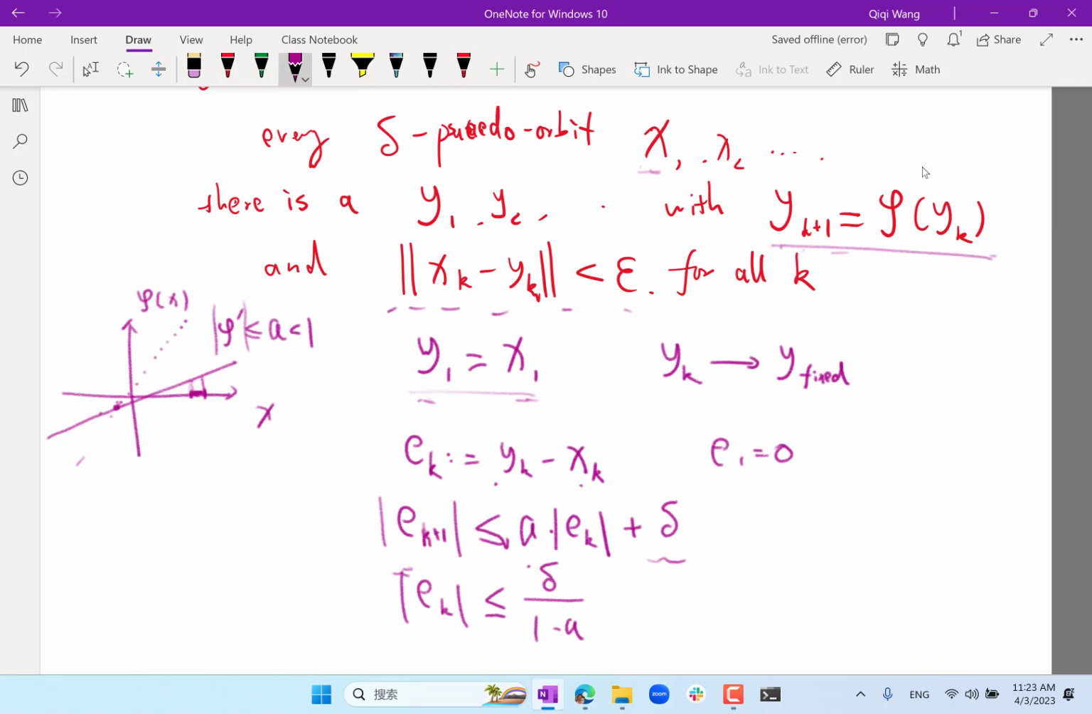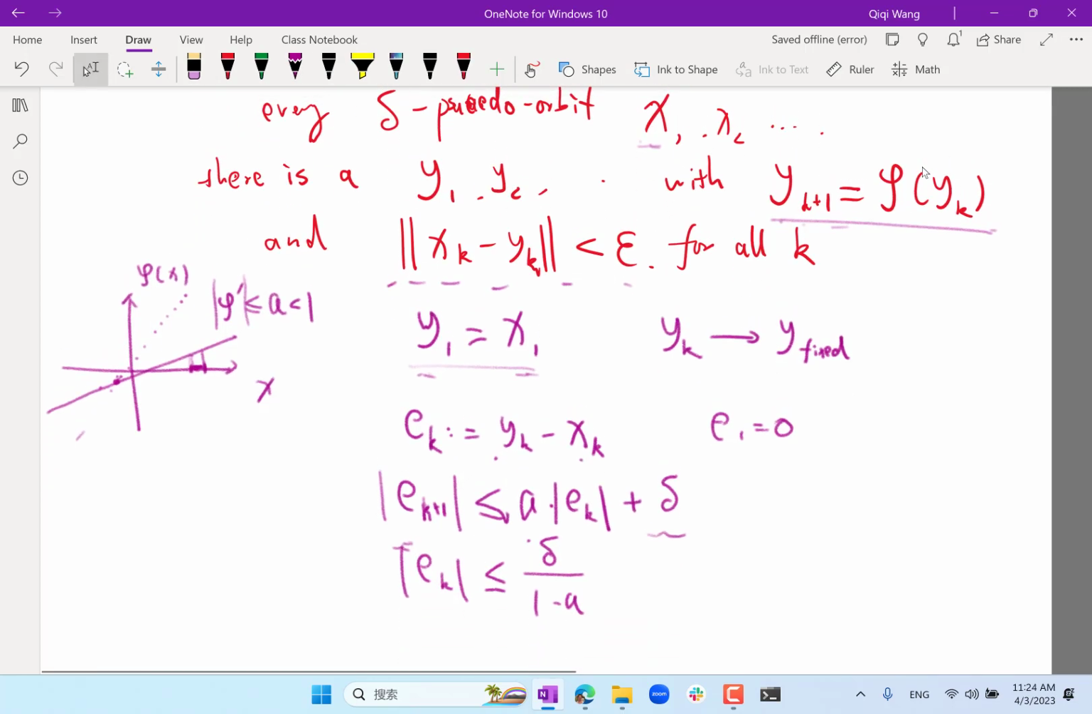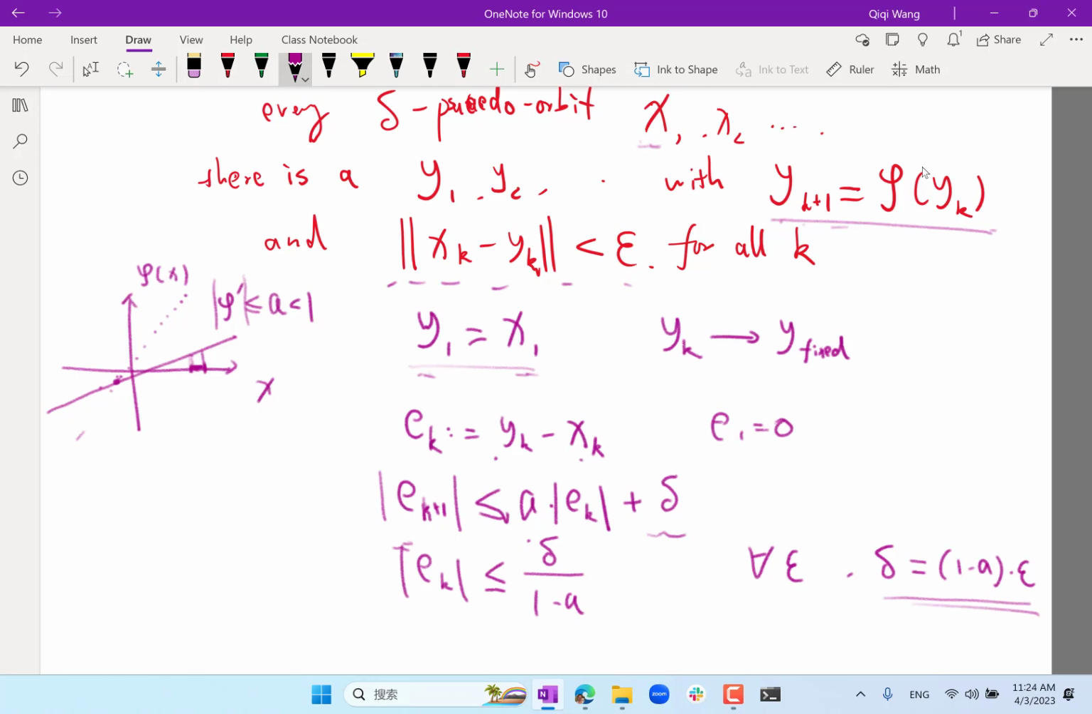All right. Any questions? So essentially, that proves our statement. If you give me any epsilon, I'm going to give you a delta that is equal to 1 minus A times epsilon. So that's my recipe: if you keep your simulation accuracy below this value, I'm guaranteed that your numerical solution X is going to differ from the real solution by less than delta over 1 minus A, which is exactly epsilon.